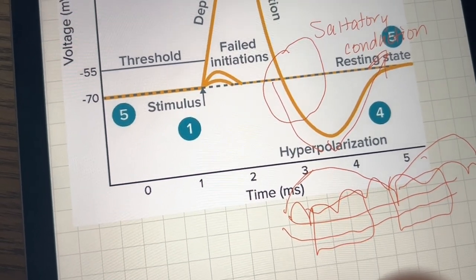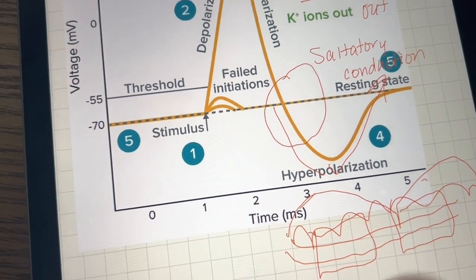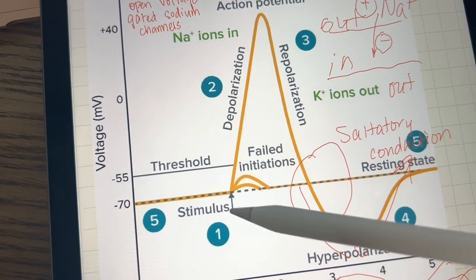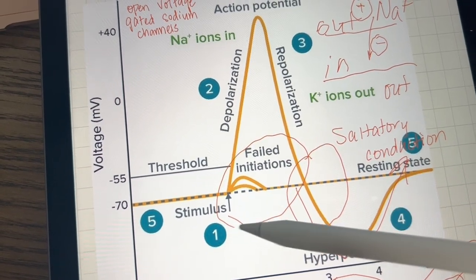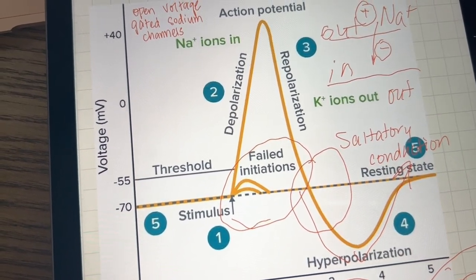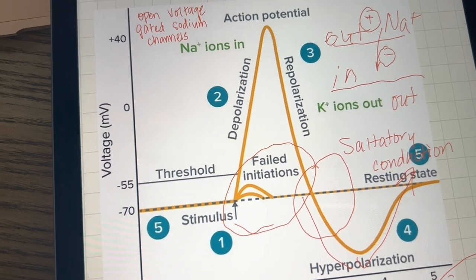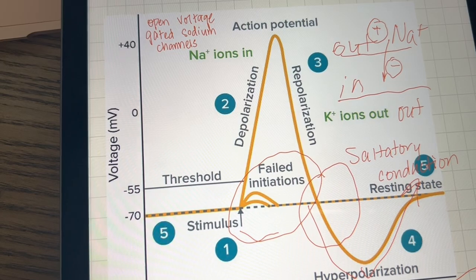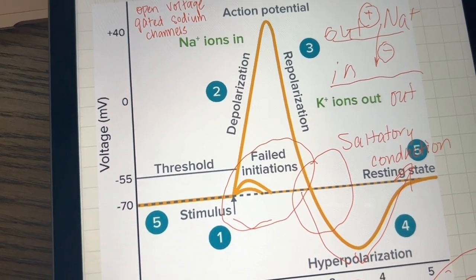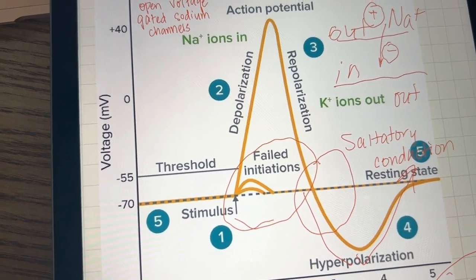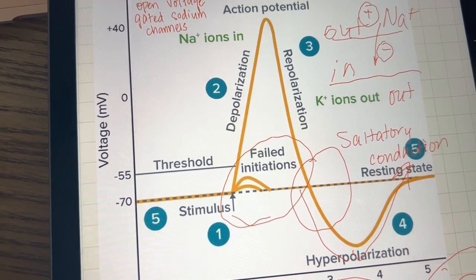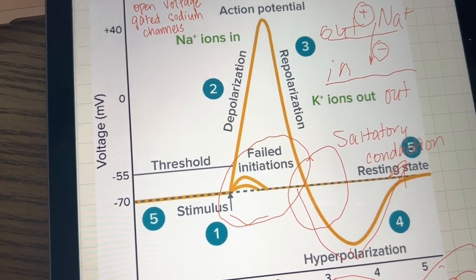That's everything I have to say in this video, but also note that the diagram mentions that if the voltage doesn't reach the threshold, then there isn't going to be depolarization, and thus no action potential, and these are called failed initiations. So it's really essential to reach the threshold voltage in order for all of this to happen.